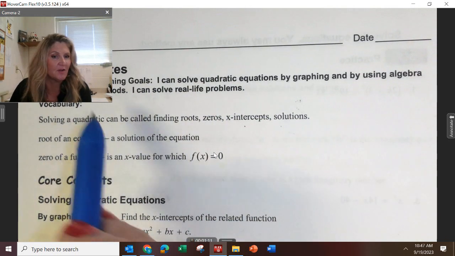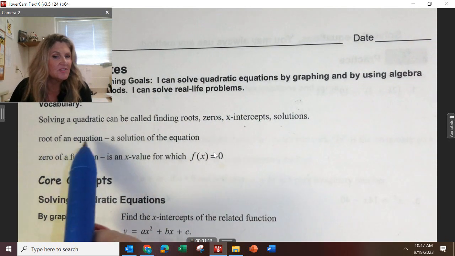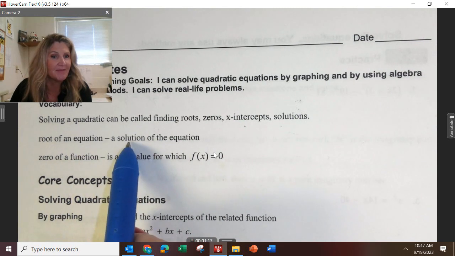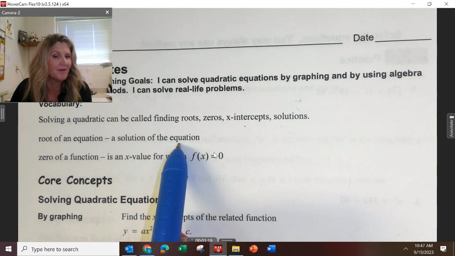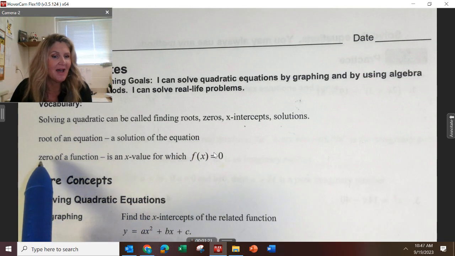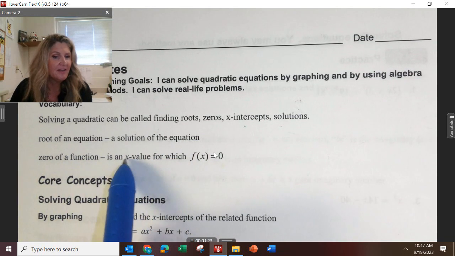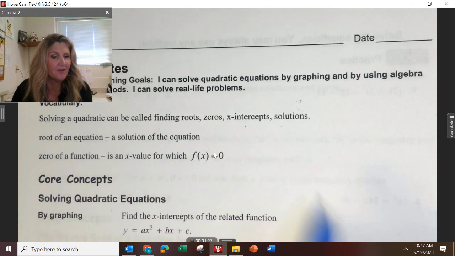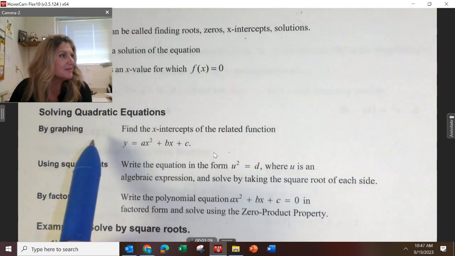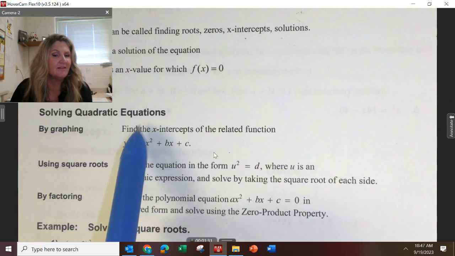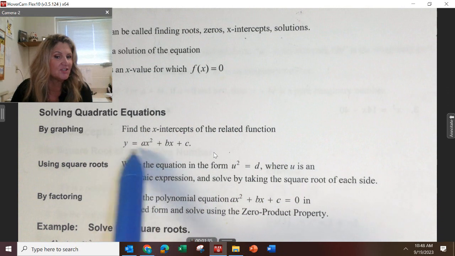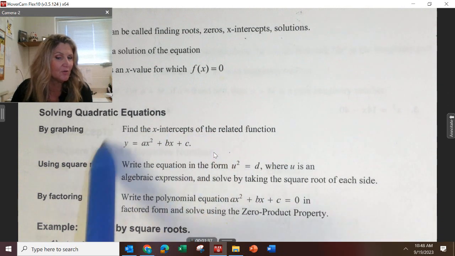You're solving the quadratic. The roots of an equation, that is, if you have a root of an equation, that means it's a solution of the quadratic equation. If you have a zero of the function, that's going to be an x value for which f of x equals 0. So the three ways we're going to look at today are by graphing, and that would be finding the x-intercepts of the function that could be written in standard form.